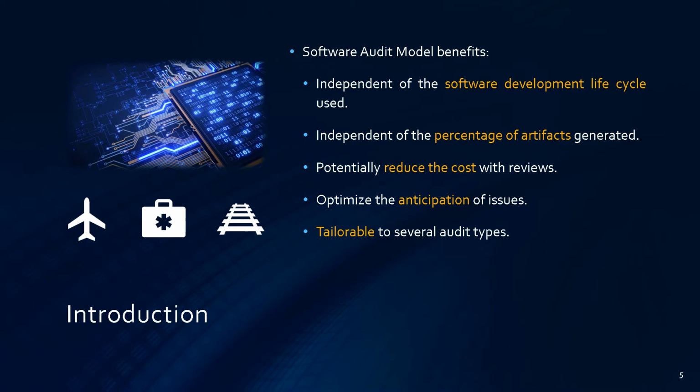Some of the benefits that I intend to achieve with the proposed audit model is define the scope of an audit independently of the chosen software development model and the percentage of the artifacts generated with this. It will be possible to reduce the cost with reviews once it is feasible to define the scope based on what is available, avoiding reworks and re-executions of the audit. Anticipate the issues by identifying it early and have a process that can be tailored to different audit types, different standards, and software development areas.